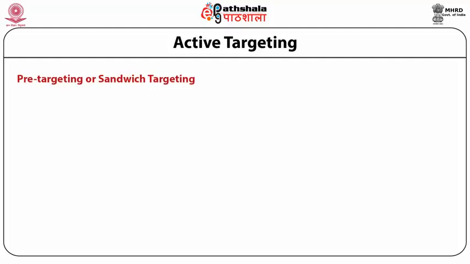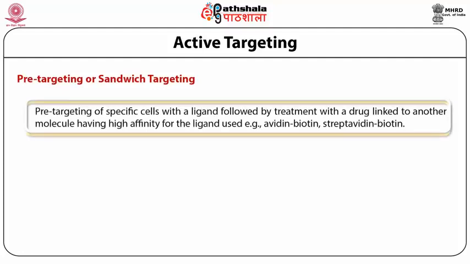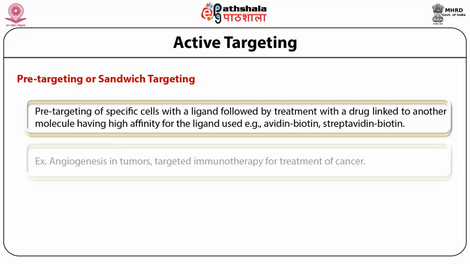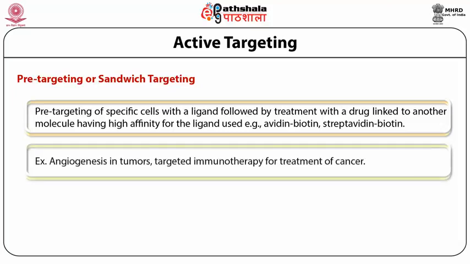Next, pre-targeting or sandwich targeting means that we are targeting specific cells with a ligand followed by treatment with a drug linked to another molecule having high affinity for the ligand used. This could include avidin-biotin and streptavidin-biotin affinity. And for this, you can include examples like angiogenesis in tumors, and targeted immunotherapy for treatment of cancer.